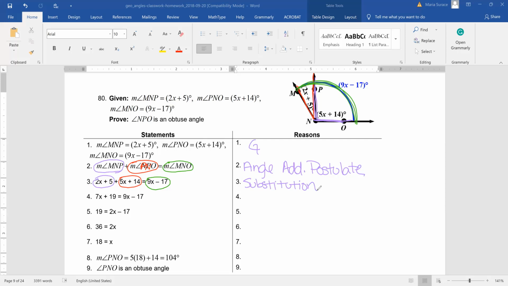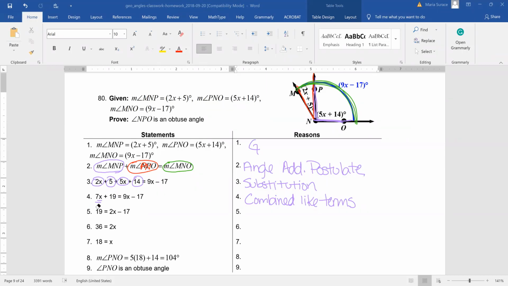Now, our next step, how did we get from 2x plus 5 plus 5x plus 14 equals 9x minus 17? Well, 2x plus 5x is 7x. 5 and 14 make 19. What did we do? We combined like terms. After combining like terms, we now need to start simplifying.